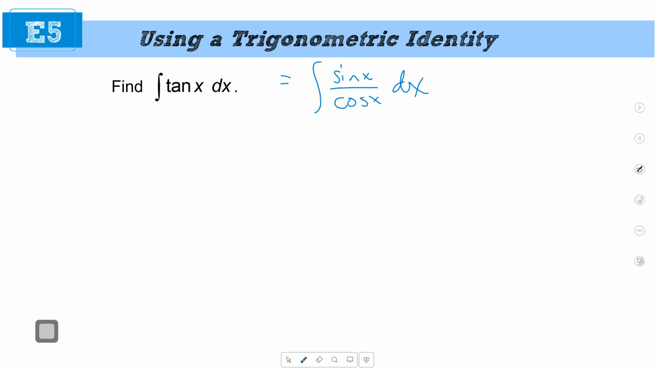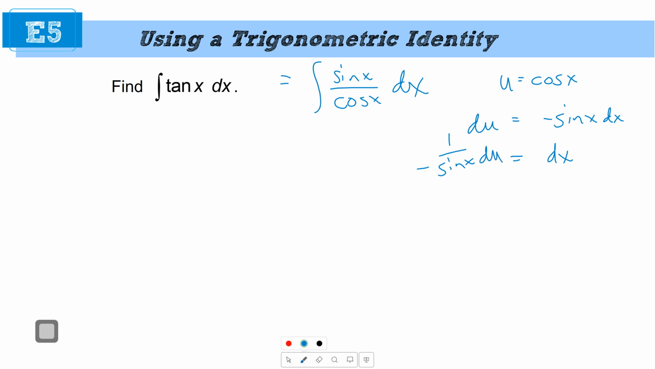You do like a u-substitution? Or no? What's u? Cosine of x? Okay, maybe. What's the derivative of cosine? Negative sine. Which means that dx is equal to 1 over the opposite of the sine of x du. Canceling.